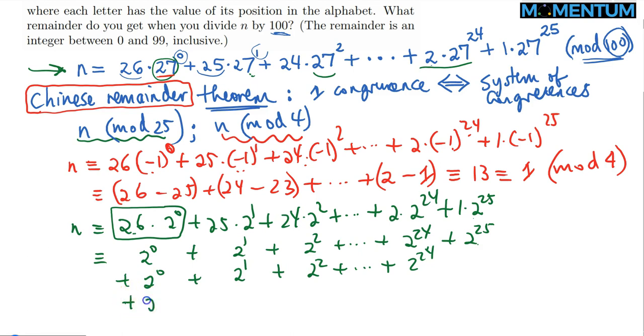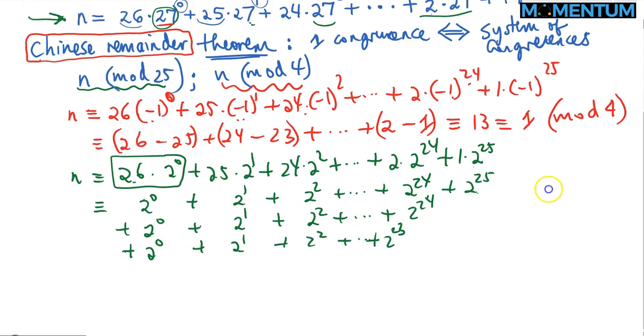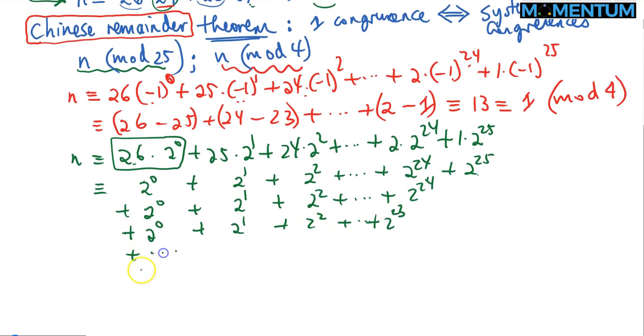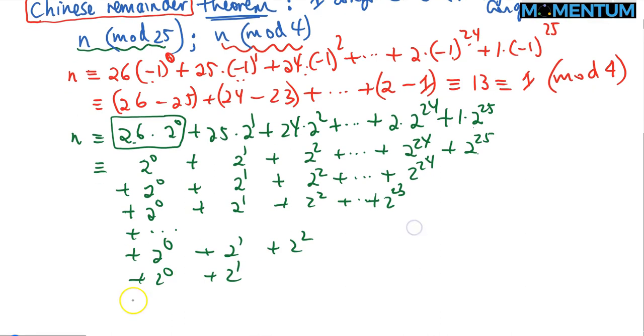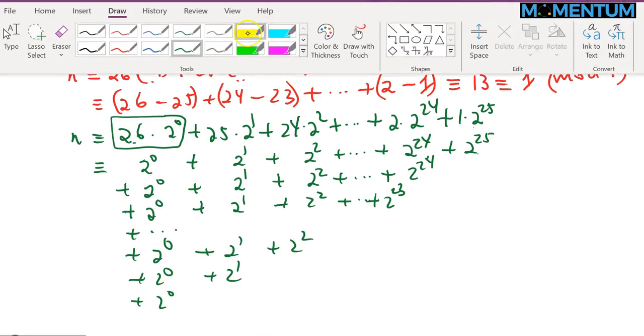And then, well, we need to keep going. So 2 to the 0 plus 2 to the 1 plus 2 squared plus dot dot dot. So the next one will end earlier, right, at 2 to the 23. Do you guys agree? And then keep adding them, and eventually 2 to the 0 plus 2 to the 1, maybe 2 squared plus 2 to the 0 plus 2 to the 1, and lastly 2 to the 0. So in total, does everyone agree? I hope we do, right?